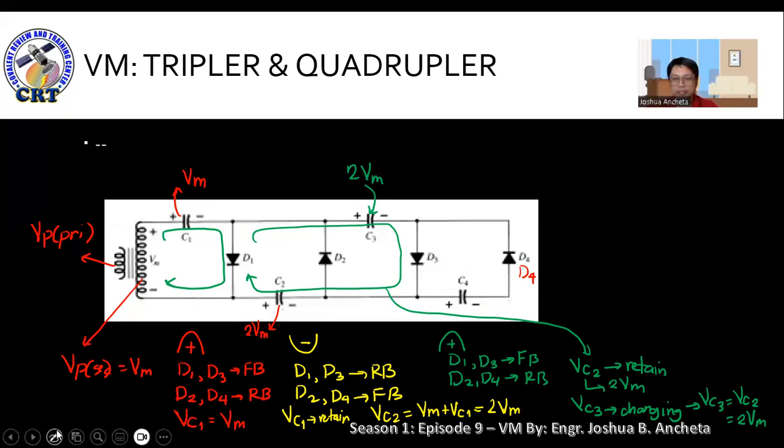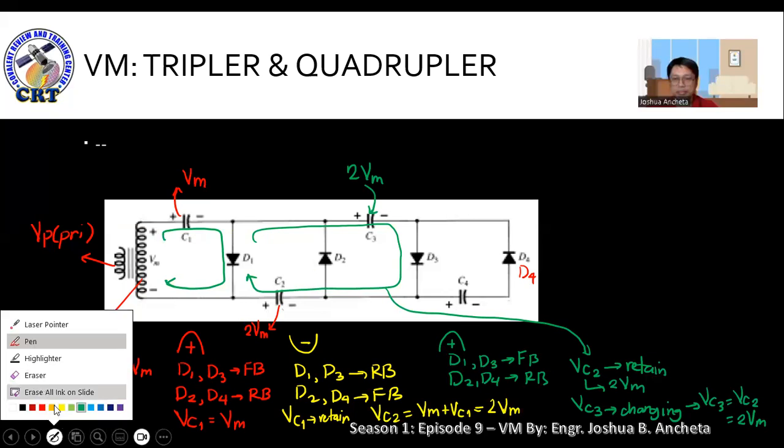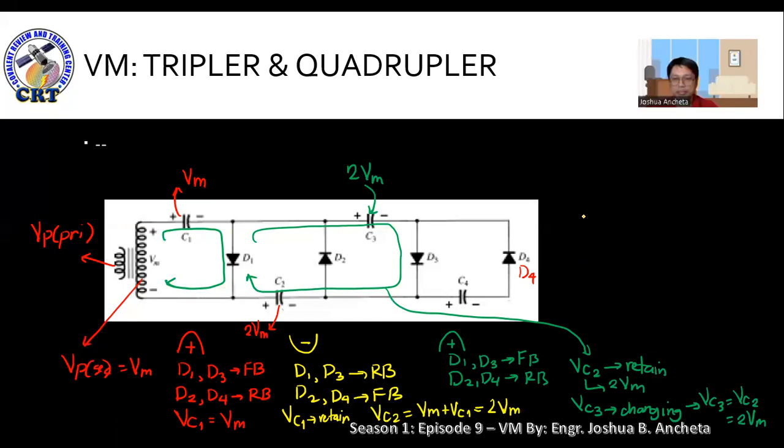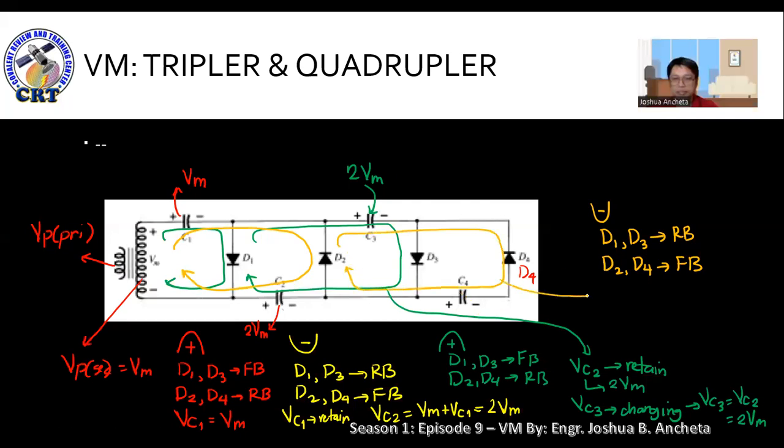Then, if we try again the next negative half cycle, so here, another negative half cycle. So we go back to D1 and D3 reverse bias, D2 and D4 forward bias. So where is our loop now? We have a loop here, and with this analysis, our main concern is this loop.